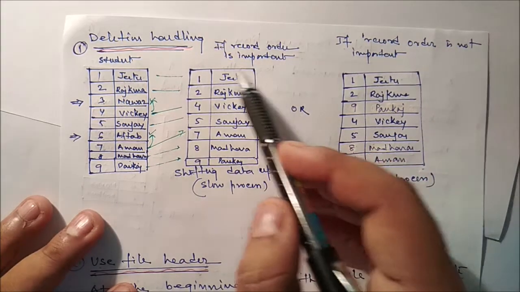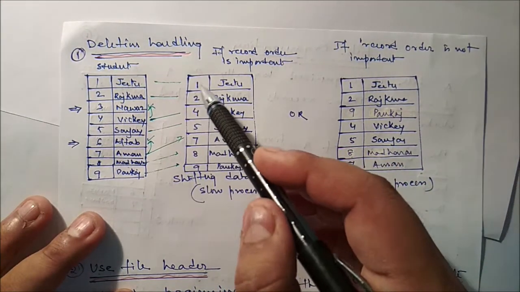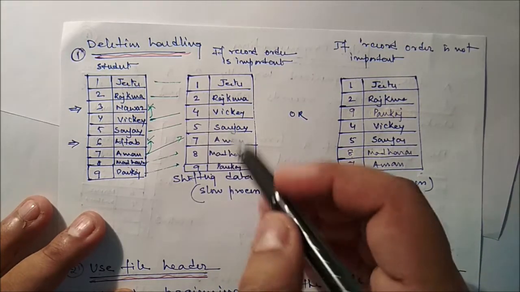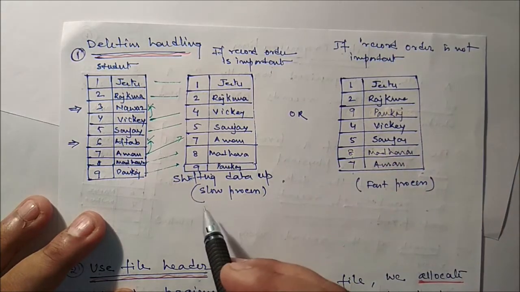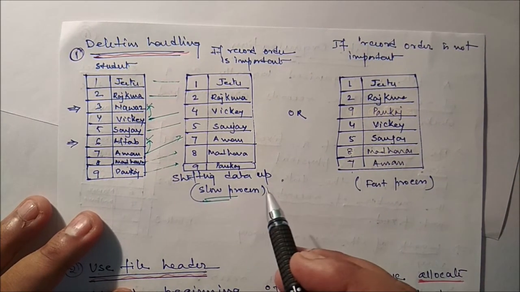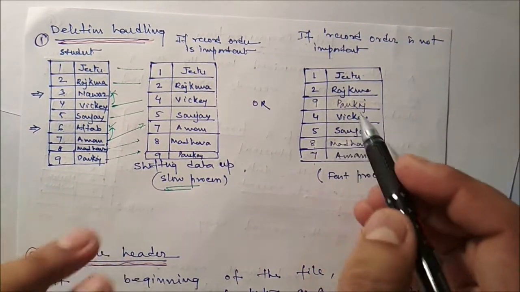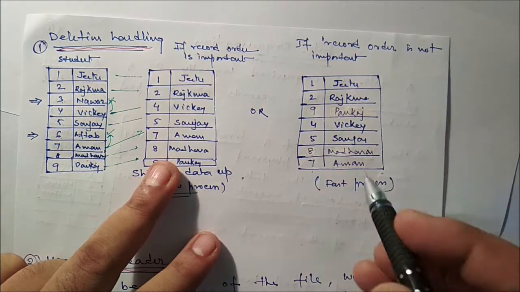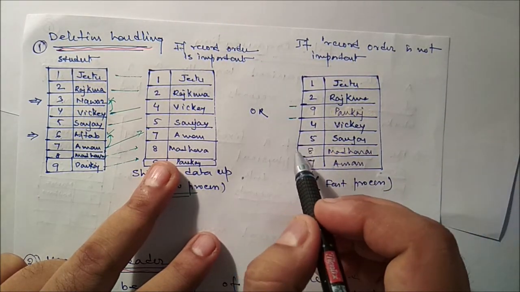If record order is important, suppose this is our roll number, and this particular order is important, then in that case we have to shift the data up. Obviously this is a very slow process, it is very time consuming. Or what we can do, suppose another process: if the record order is not important, in that case what we can do, suppose these are the vacant places.